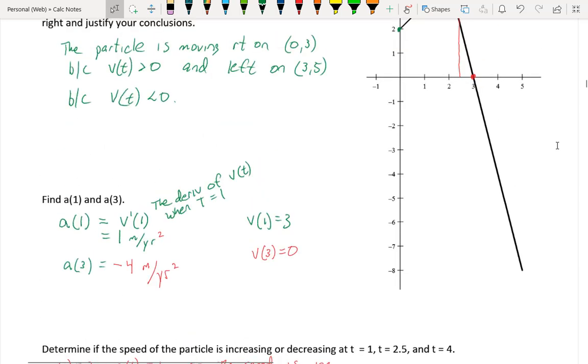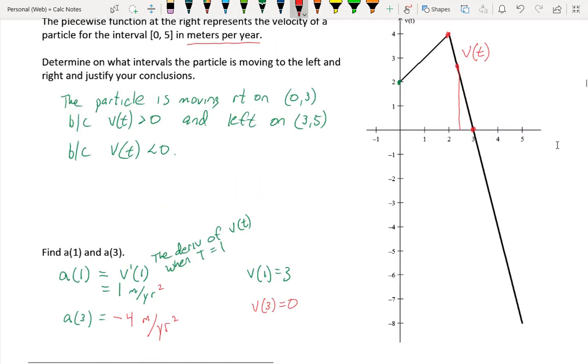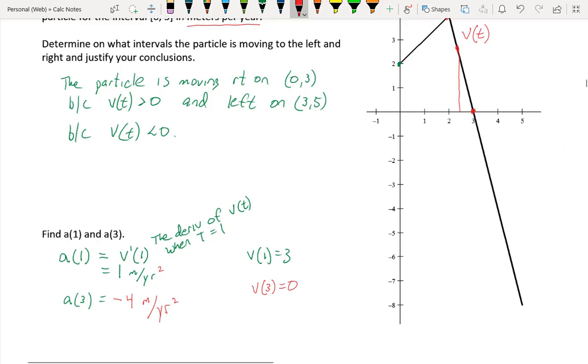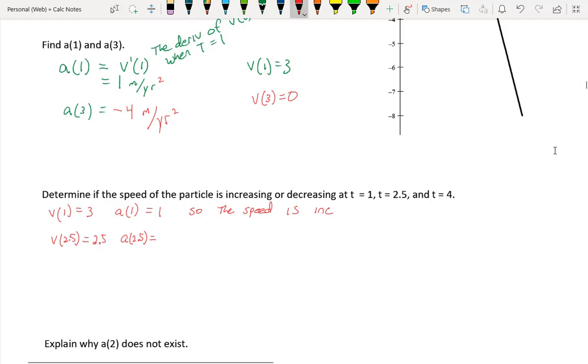Now, how do I know what acceleration is? Again, I need the slope there, but I don't really care about the exact slope, even though we've already found it, because we're on a straight line right there. The slope is negative 4 meters per year squared, but I do know it's negative. So because it's negative, I could just say a of 2.5 equals negative, and therefore I could say the speed is decreasing. Okay, and then v of 4, one more time here.